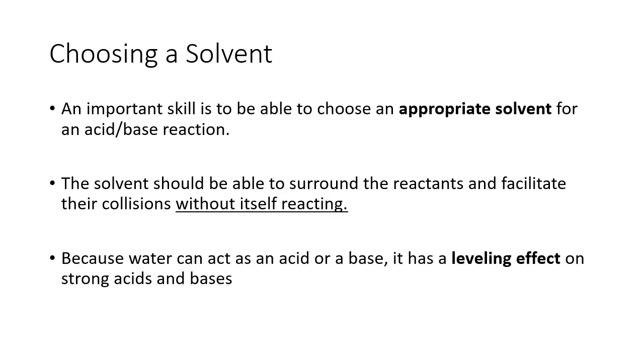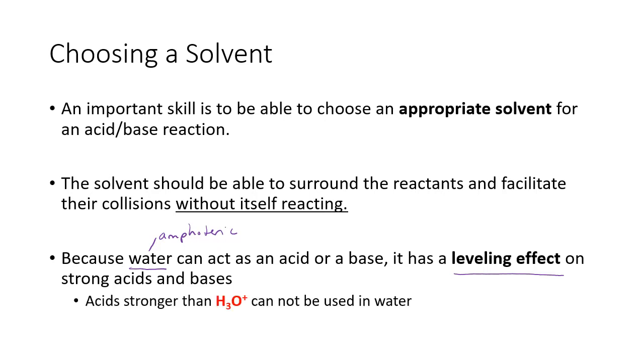So water, we learned, is amphoteric, and that meant it can function as either an acid or a base. And so it has what we call a leveling effect on strong acids and strong bases. What this means is that acids that are stronger than the hydronium ion, which is the conjugate acid of water, cannot be used in water because they will react with water itself. And on the flip side, bases that are stronger than the conjugate base of water, which is the hydroxide ion, can also not be used in water because they will react with water and produce a separate reaction here. So that's what this leveling effect is.